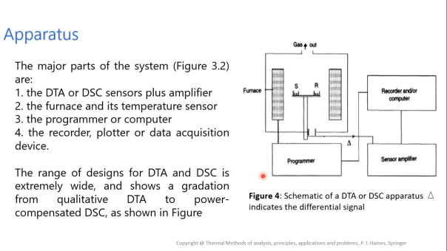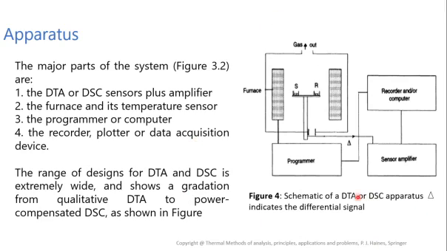Then next is the apparatus. The DTA DSC apparatus consists of the following major parts. First one is the DTA DSC sensors plus amplifiers. Second one is the furnace and its temperature sensor. Third one is the programmer or computer. And fourth one is the recorder, plotter, or data acquisition device. The range of designs for DTA and DSC is extremely wide and shows the gradation from qualitative DTA to the power compensated DSC, as shown in the figure.